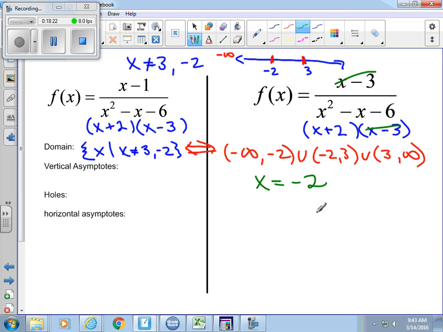Mental note. Well, don't mental note. Write it in your notes. If you don't write x equals on this, I will count off. Why would I do that? What is a vertical asymptote? Read it out from your notes. Isn't it a vertical line? What's the equation of a vertical line?